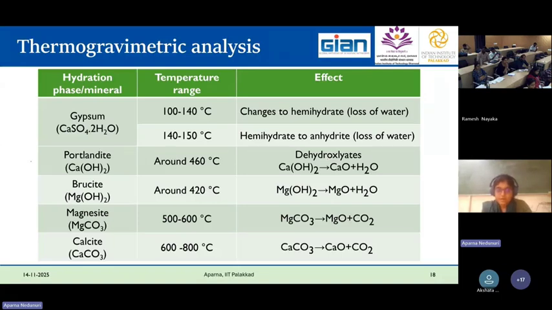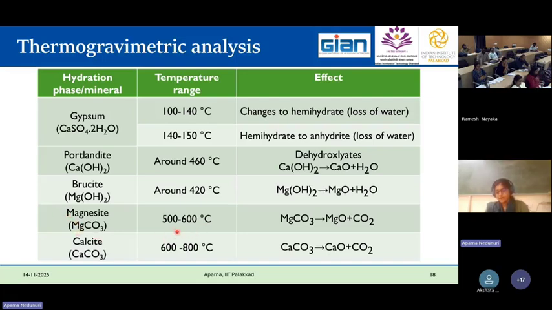We can also have another type of hydration product, which is magnesium hydroxide. This is not so usual in our systems, but magnesium hydroxide is also present in a few cementitious materials. Magnesium hydroxide would dehydroxylate in the temperature region of 420 degrees centigrade to magnesium oxide and water. There is again loss of water over here that would result in weight loss. We have magnesite, which is MgCO3.